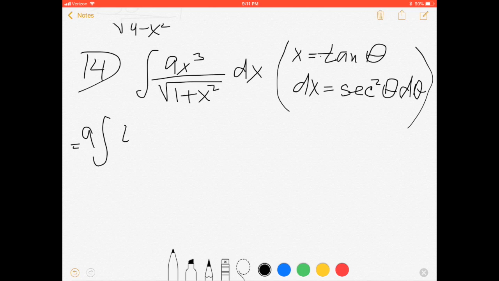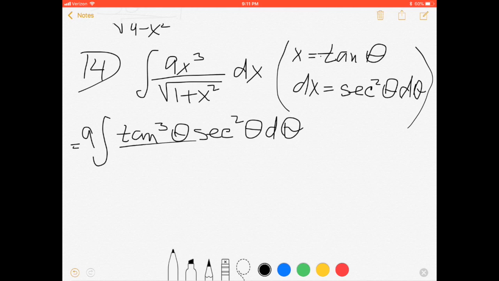X cubed means I have tangent cubed theta. Then dx means I have secant squared theta d theta. Divide by the root, which is 1 plus tangent squared, which is secant squared, so it will be secant. Okay. Now we simplify a little bit: the square and secant cancel, and I have the integral where I have tangent cubed over secant.